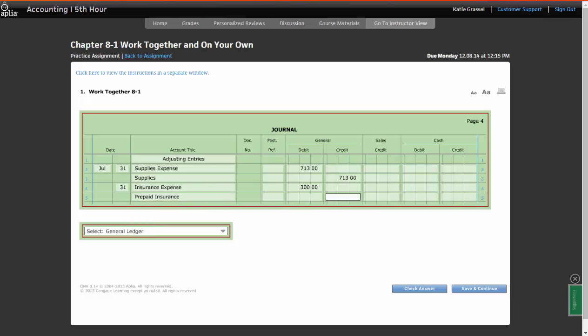Then I'm going to do prepaid insurance for $300. That's how you journalize it. Pretty easy, like that? Now we just need to post. And we know how to post. This is not something new.